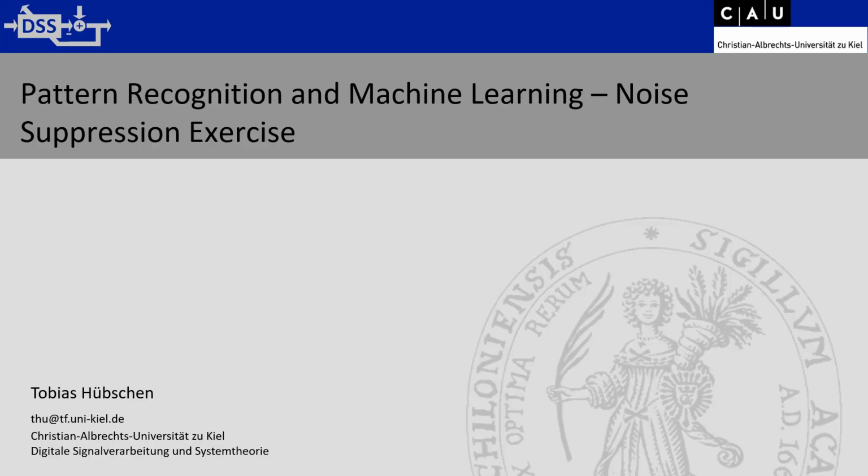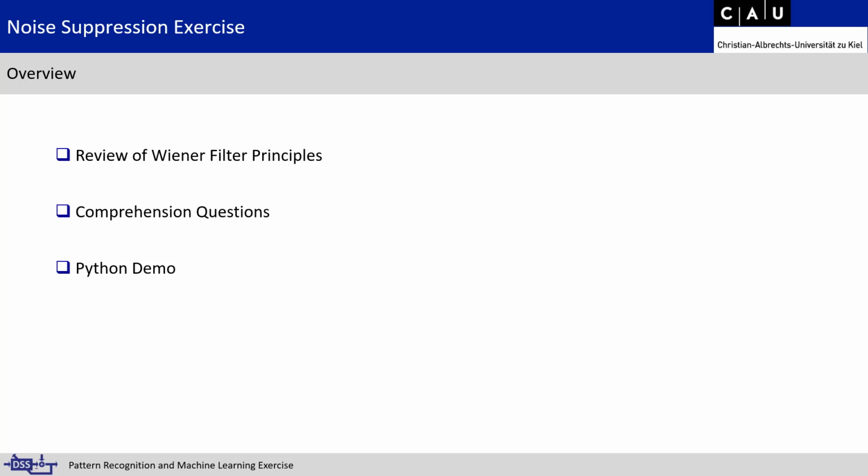Welcome to the first exercise for the lecture Pattern Recognition and Machine Learning. In this exercise, we will look at noise suppression, and specifically we will look at the Wiener filter. So let's look at what we will discuss.